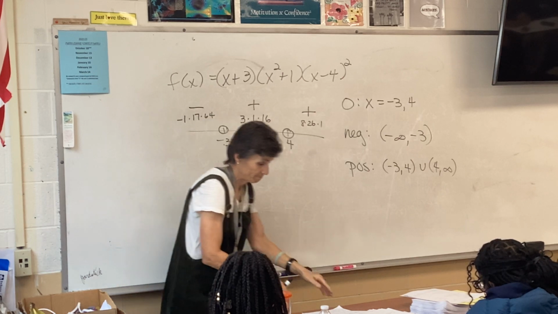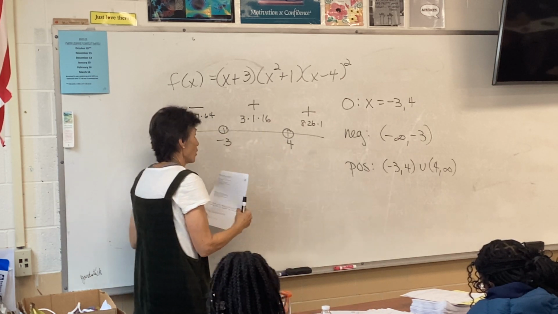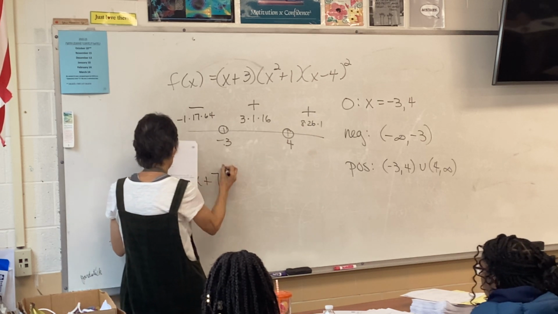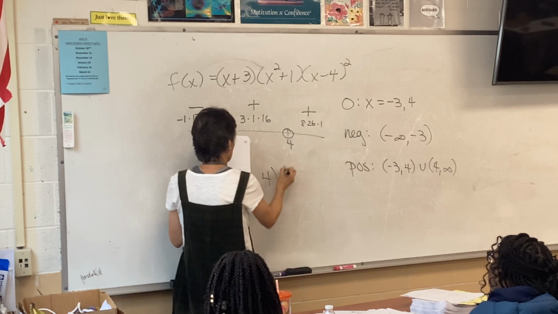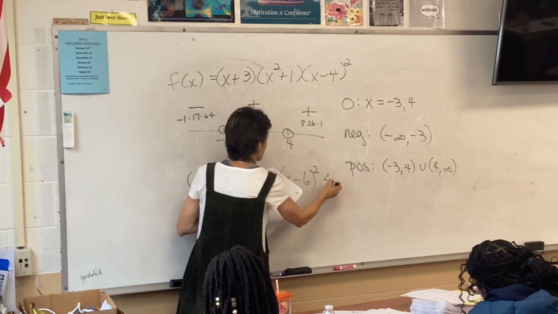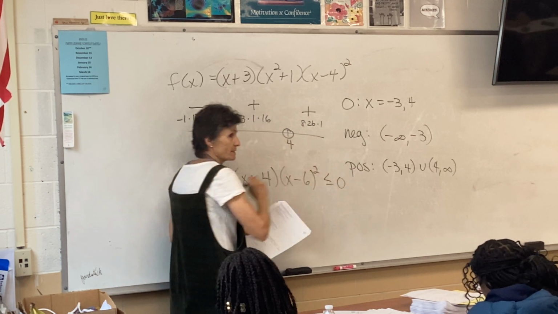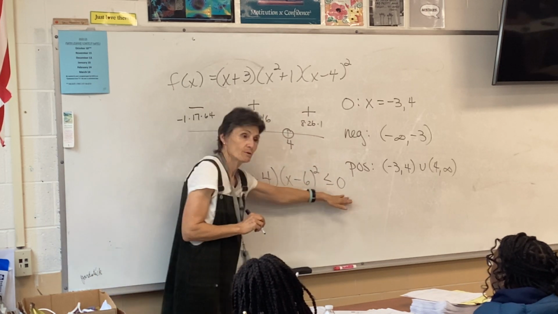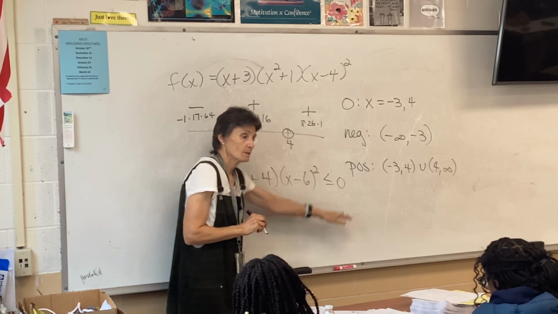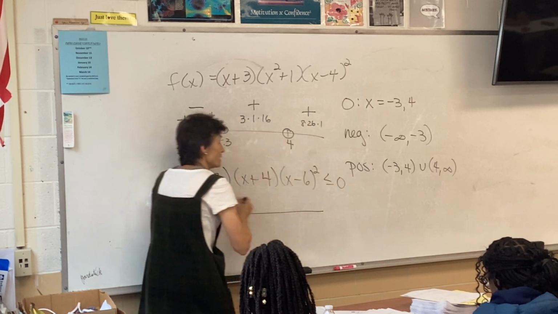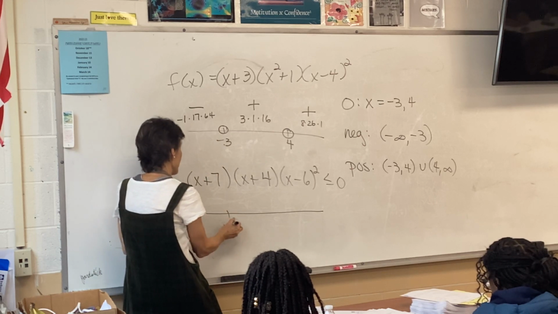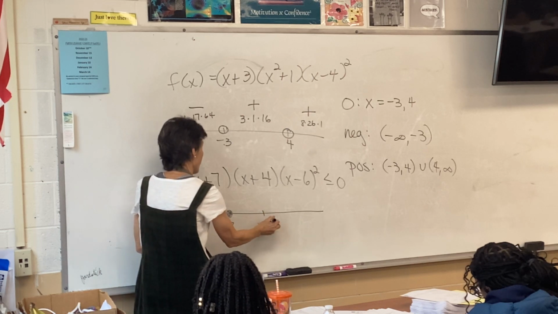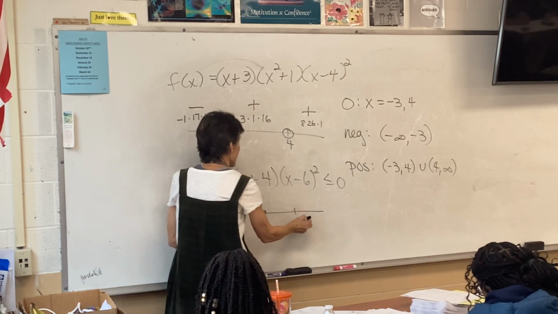Yeah. All right, one more. Number 2 is an actual solve, so we're not going to do that. We're going to figure out in this problem where this guy is less than or equal to 0. In other words, where is it negative? We're only looking for the negative spots. Okay. So here we go. Where are the dots on my number 1? Negative 7. I'm going to color it in, right? Negative 4. Positive 6.